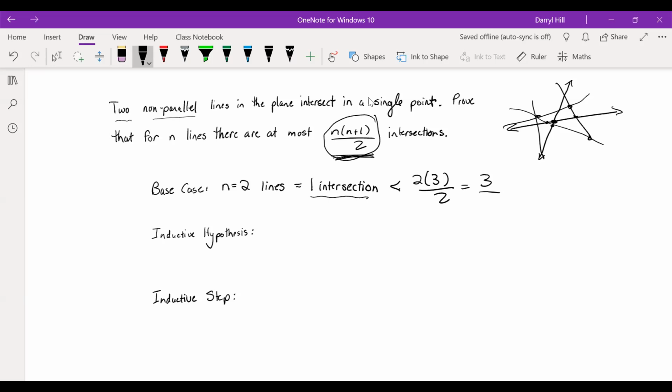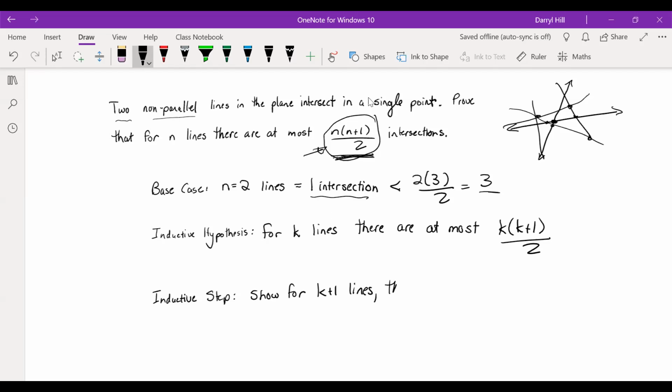Okay. So now our inductive hypothesis. I'm going to break it down a little bit differently here. For k lines, there are at most k times k plus 1 over 2. Again, that's using this formula. And this is our inductive hypothesis. This is what we hypothesize to be true. And then the inductive step is we're going to show for k plus 1 lines, there are at most k plus 1 times k plus 2 over 2 intersections.